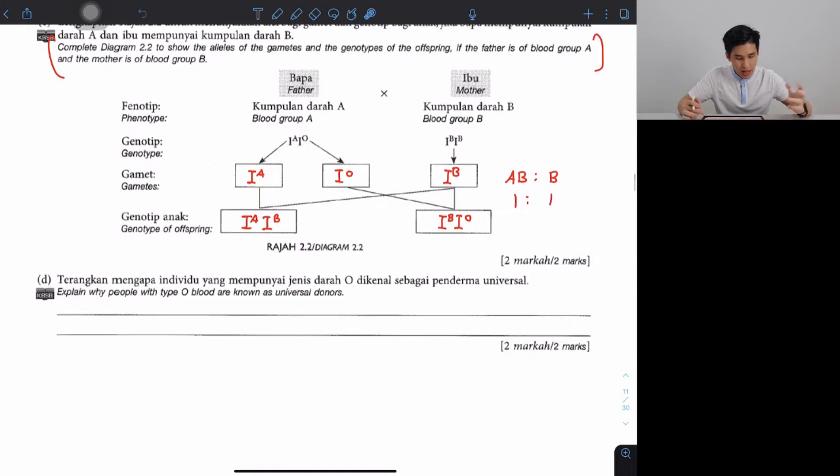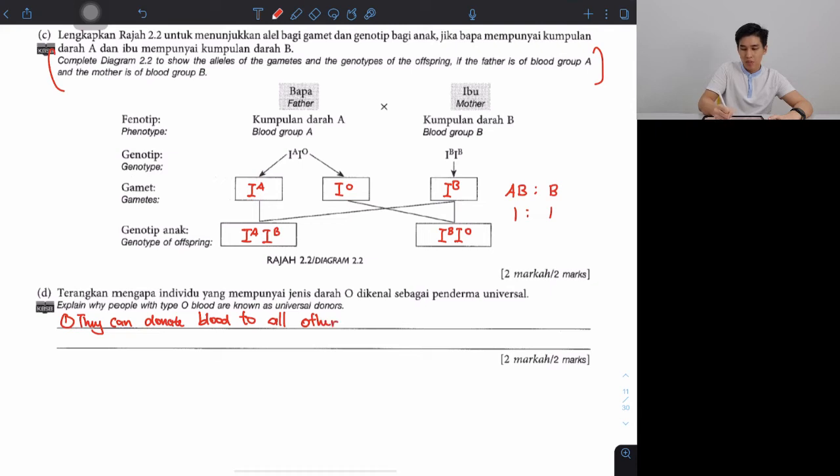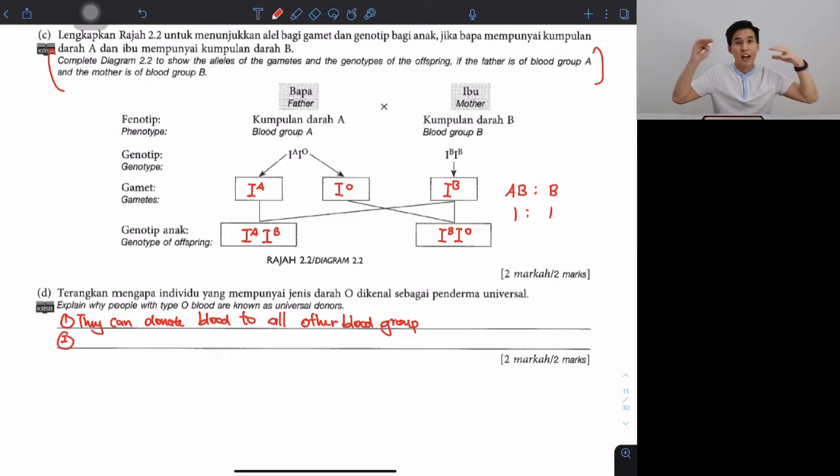Explain why people with blood group O are known as universal donor. Number one, very easy, because they can donate to everyone. So we're going to say because they can donate blood to all other blood groups. The reason being is because blood group O, nobody can detect them. So if they go in anybody's body, nobody can act on them, nobody can see them because they don't have antigen, no name tag, nobody can recognize them, remember?